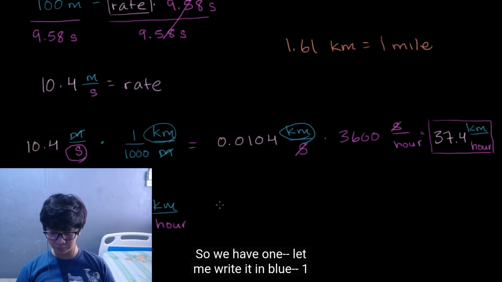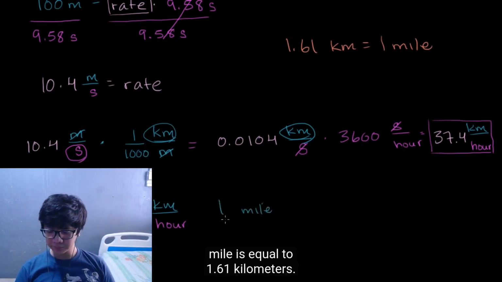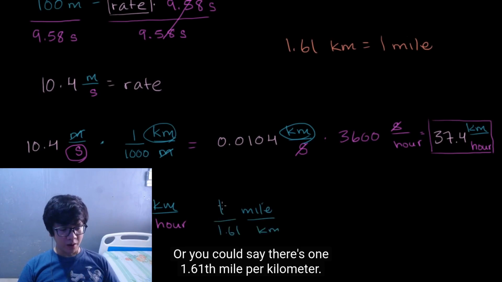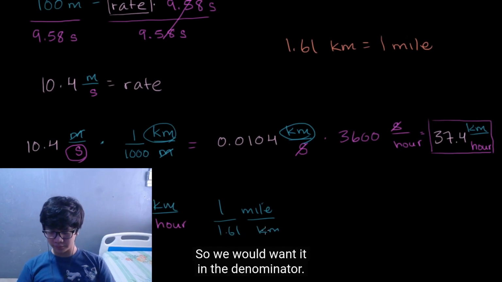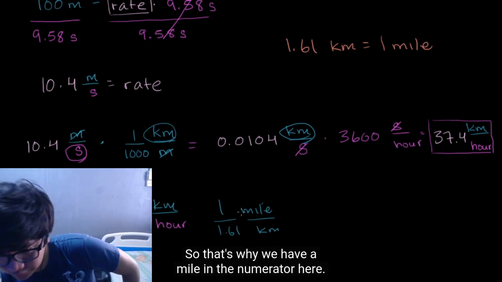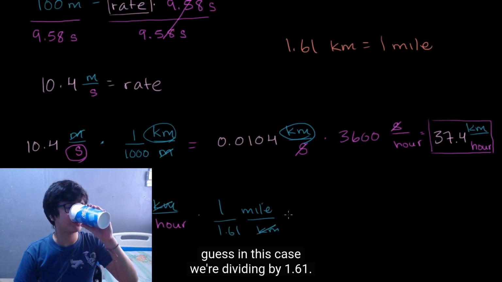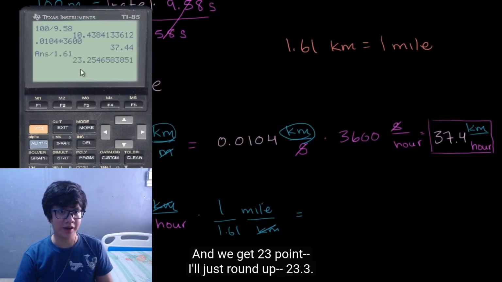So we have, let me write it in blue, 1 mile is equal to 1.61 kilometers. Or you could say there's 1.61 kilometers per mile. And it also, once again, works out with units. We want to get rid of the kilometers in the numerator, so we would want it in the denominator, and we want miles in the numerator, so that's why we have a mile in the numerator here. So let's once again multiply, or I guess in this case we're dividing by 1.61, and we get, let's just divide our previous value by 1.61, and we get, I'll just round, 23.3.